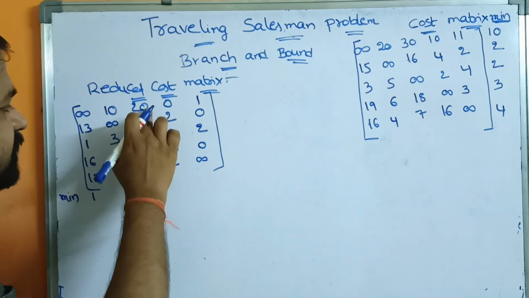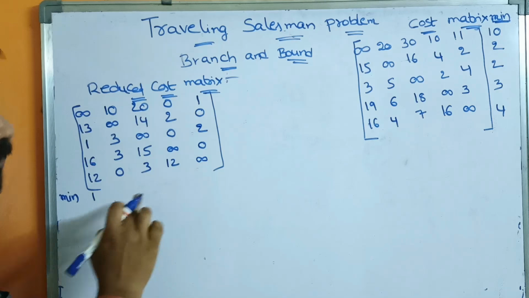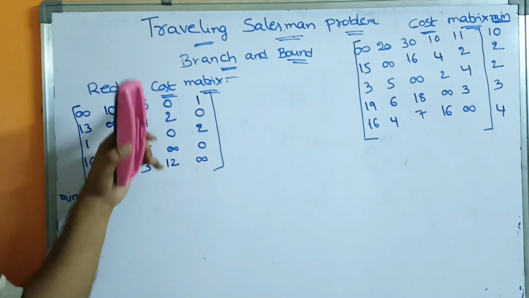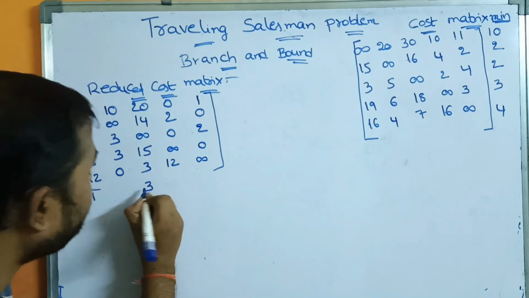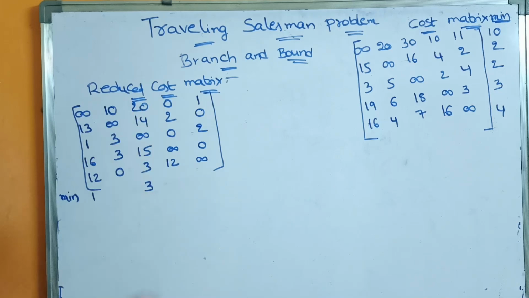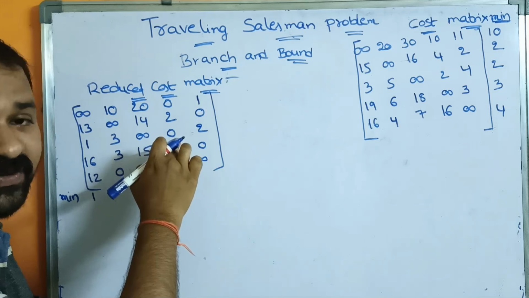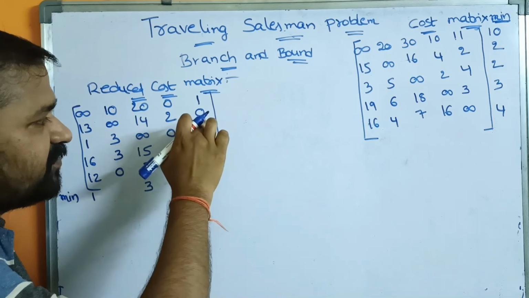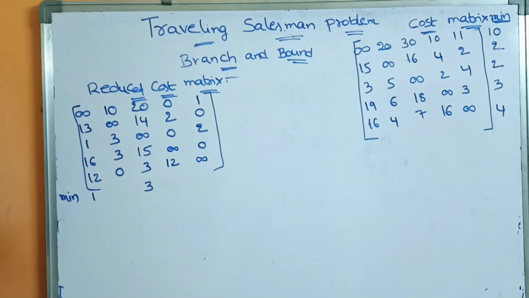So here also, if you observe, this is not in the proper format, because all the entries are non-zeros only. So what is the minimum value? 3. So we have to subtract the minimum value 3 from all the entries of this column. If you observe here also we got one entry as 0. So column is reduced. If you observe here also we have 0. So column is reduced.